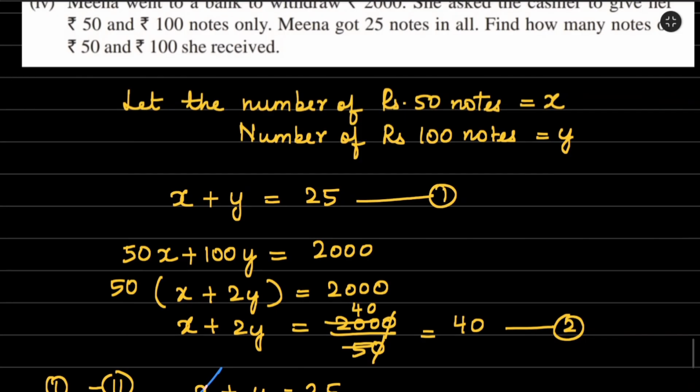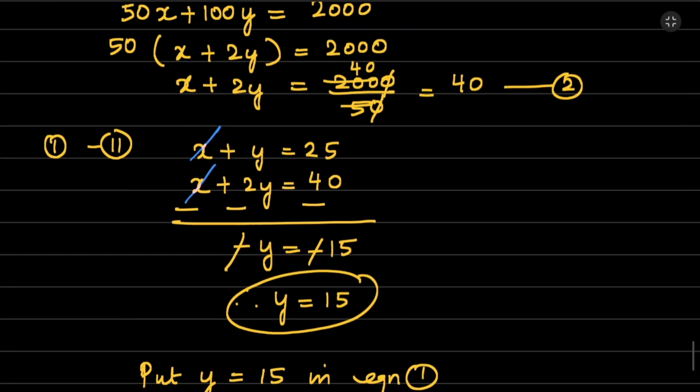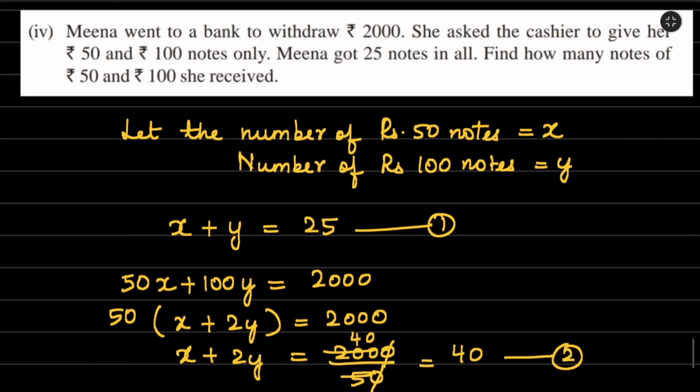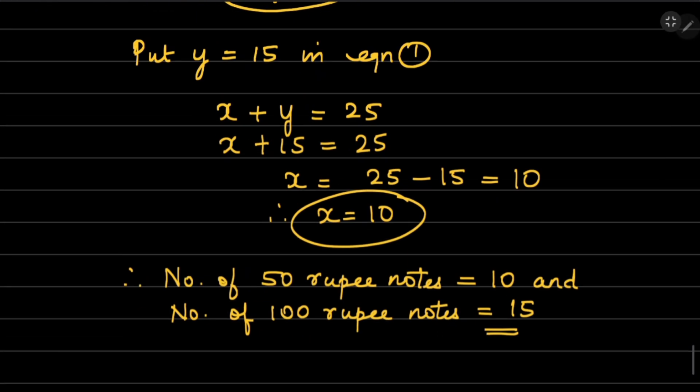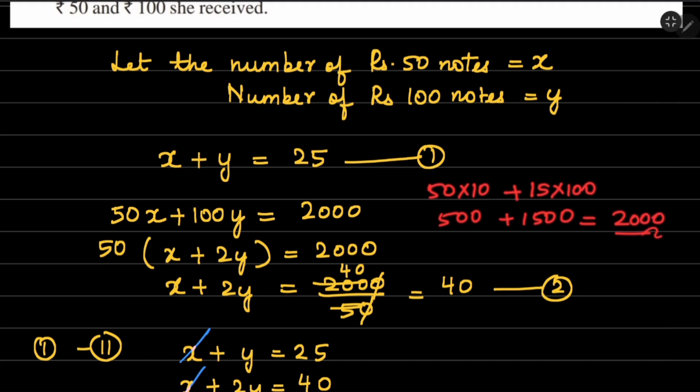When you check the value, it is 50 multiplied by 10 plus 100 into 15. So 50 times 10 is nothing but 500, plus 15 multiplied by 100, which is 1500. What is the total value of money that you have? 2000, right?